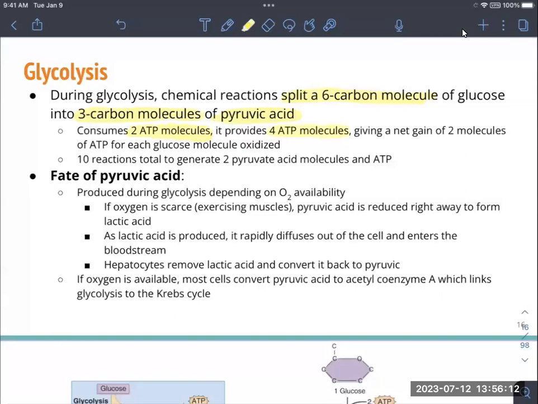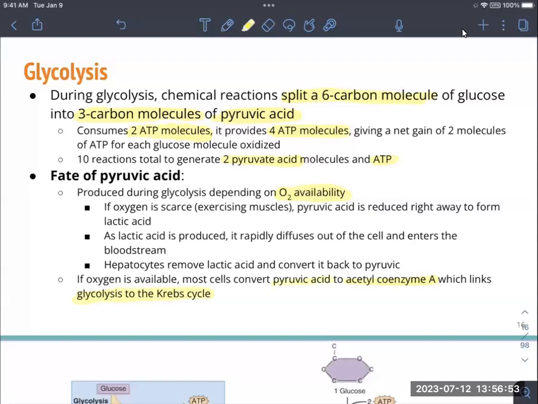Glycolysis is a series of steps that go down that will give us those 2 pyruvic acids and then those 2 ATP. Pyruvic acid, if there is oxygen available, we will put into the citric acid cycle. But first we have to turn it into acetyl coenzyme A, which is kind of the middle step between glycolysis and the Krebs cycle. This is if oxygen is available.